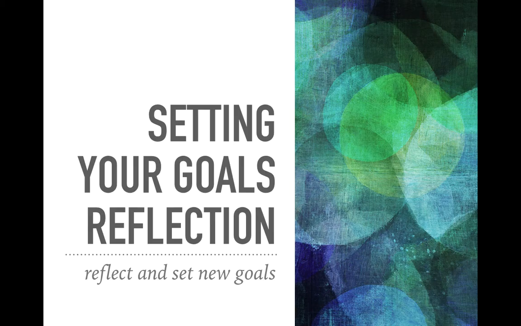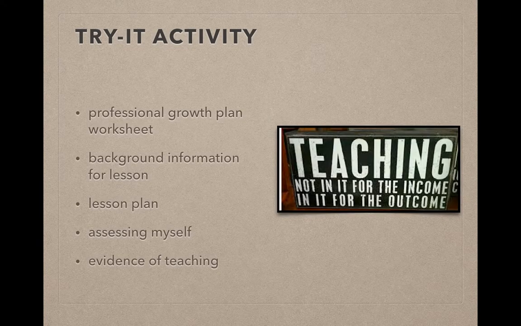Assignment 2 takes you back to those goals that you set in the first unit of our course. And it asks you to reflect on those goals and think about what continued learning you want to explore. And then our last assignment is the second try it activity. So it's picking a different strategy than you did for the first try it activity, developing a plan, actually teaching it, assessing yourself, and providing some evidence of your teaching. So it's just like try it number 1, just with a different strategy.